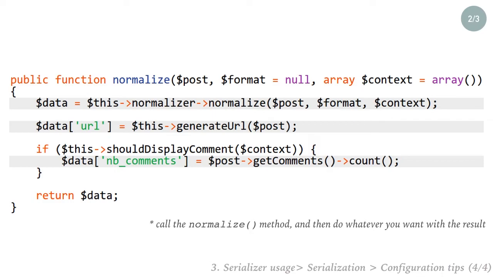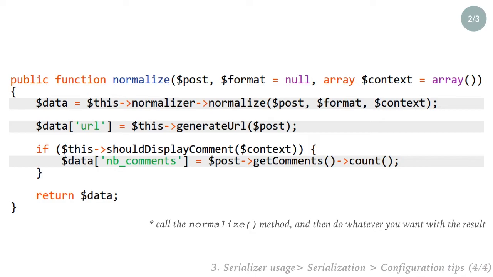And after, I want to add another element in my array according to some business logic that I need to implement. So there is somewhere in my class a method called showDisplayComment. And according to the context, remember the context is the third parameter passed in the serialize method. In there, I showed you the groups and the enable max depth, but you can also pass any elements in this array to help you during normalization or denormalization. Same thing for encoders. And according to my business logic, I'm going to add more information or not.